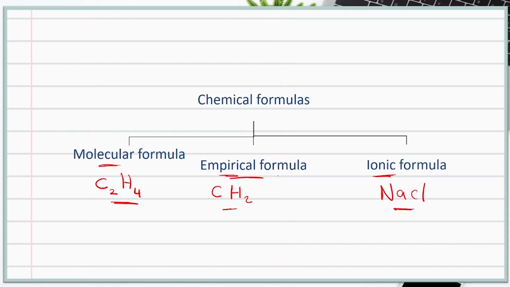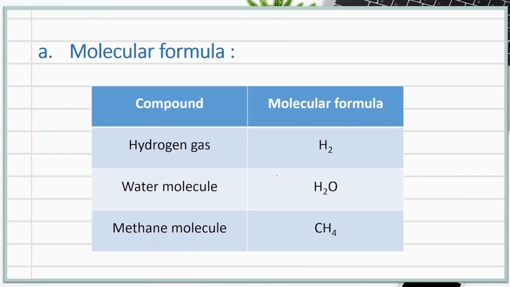Let's first look at the molecular formula. The molecular formula represents the exact number of atoms in a compound. The molecular formula gives us information about the type of elements within a compound and their exact number. For example, hydrogen's molecular formula is H2, water is H2O, and methane is CH4.